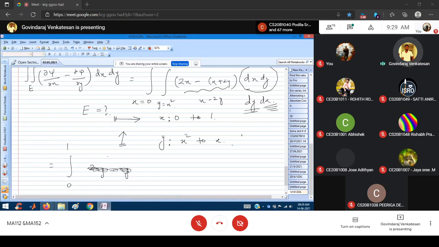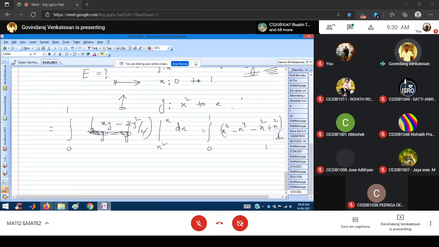You can just integrate this one: xy minus 2y square by 2, with the limits x square to x, into dx. You can substitute the upper limits and lower limits. So x cube minus, this 2 and 2 will cancel, minus x power 4, minus x square plus x square, everything into dx. The minus x square and plus x square will cancel.